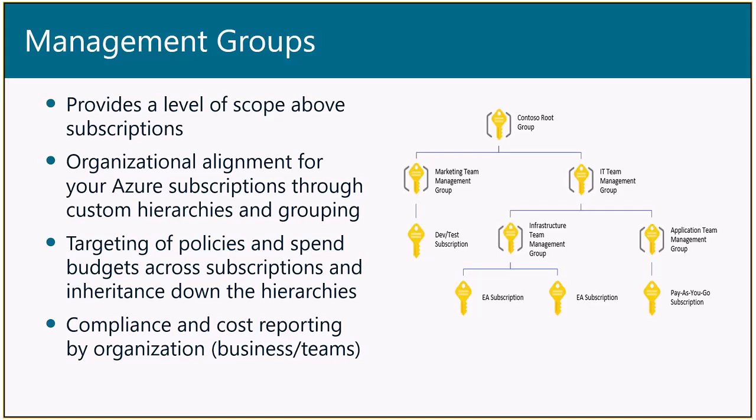And especially if it's in a different country, a different geolocation, they will create a different subscription for that, because every country has different governance rules and compliance rules that we have to apply. So you might have to purchase a separate subscription for out of U.S. And targeting policies is spread budget across subscription, inheritance down the hierarchy.